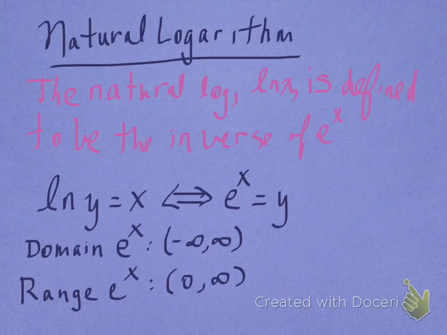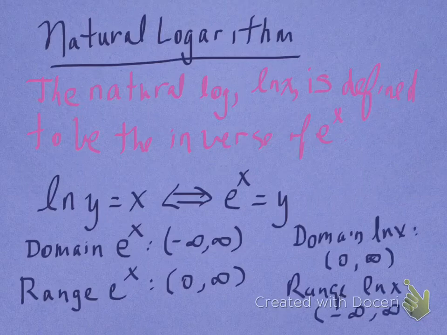And remember what the domain and the range of e to the x is. The domain is all real numbers, so the interval from negative infinity to infinity, and the range is all positive numbers, so the open interval from 0 to infinity. Now, when we take the inverse, the roles of x and y switch. So the domain of the natural log is the same as the range of e to the x, from 0 to infinity. And the range of natural log is the same as the domain of e to the x, which is negative infinity to infinity.